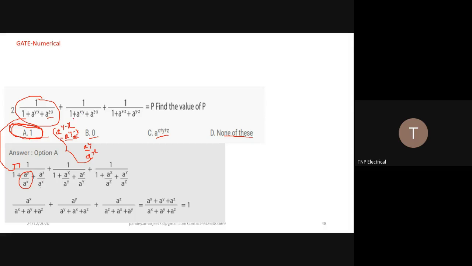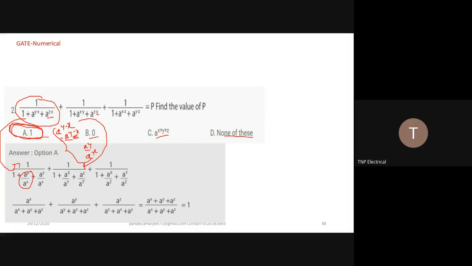Now again see, 1 upon 1 plus a to the power x minus y plus a to the power z minus y. This you can also represent as 1 upon 1 plus a to the power x upon a to the power y plus a to the power z upon a to the power y. Yes or no? Yes. Now here it is, see, it is z minus y, written here.